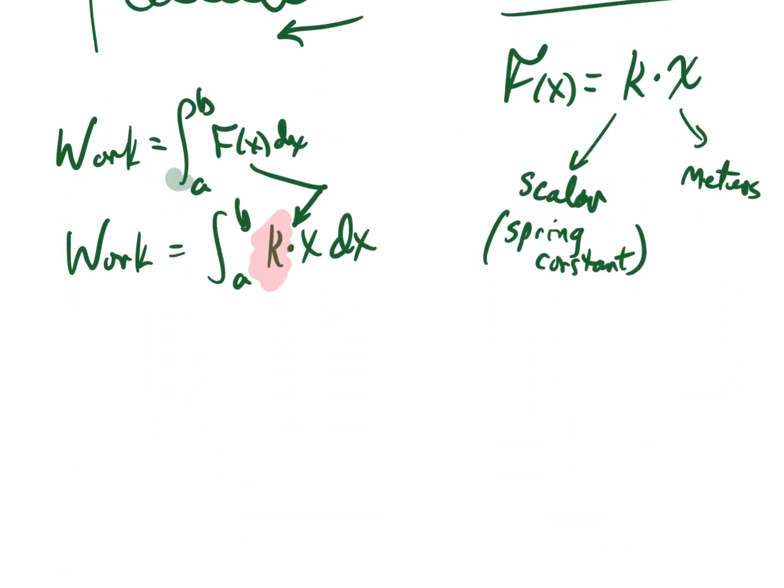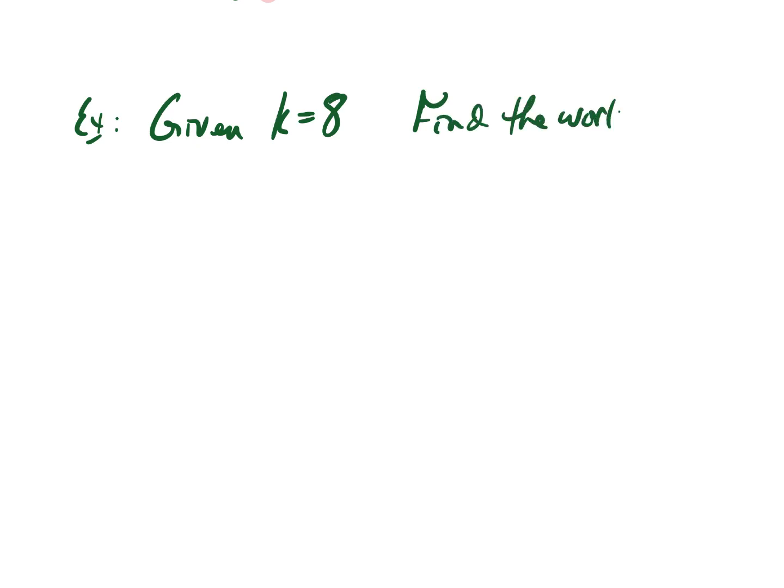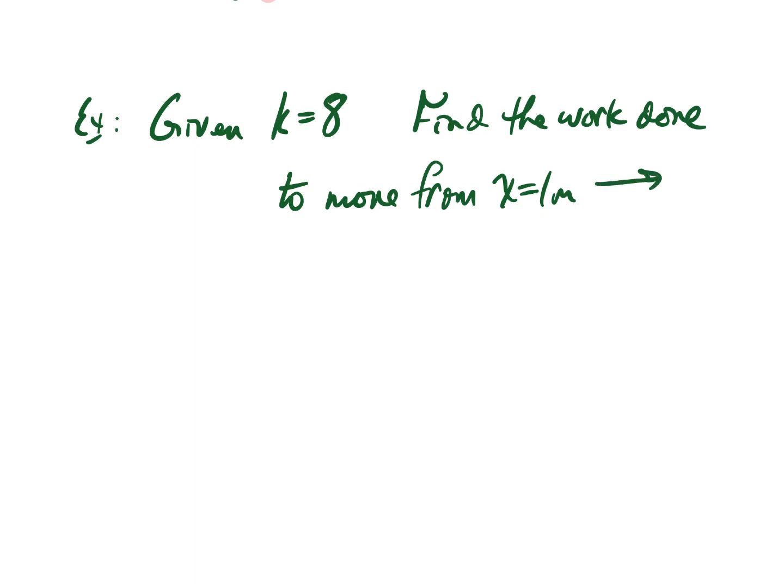Okay? So let's take a look at an example. This one will be very easy. What I'm going to ask you to do is take a spring constant. Here I'm going to give you a spring constant of 8. Again, no labels attached. And then what I'm going to ask you to do is find the work done to move the spring from x equals 1 meter to x equals 6 meters.